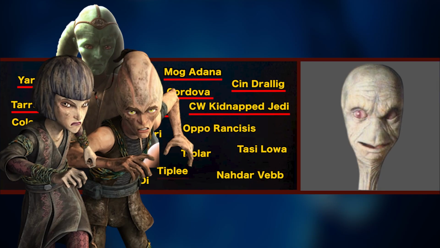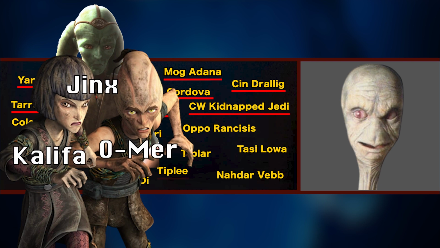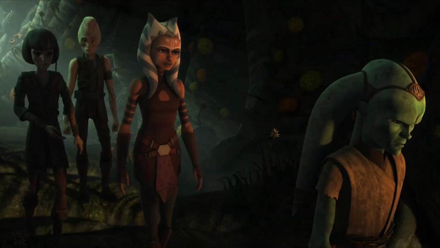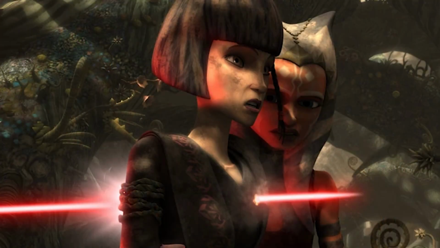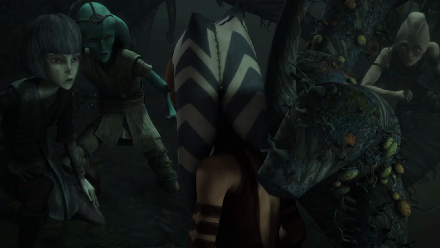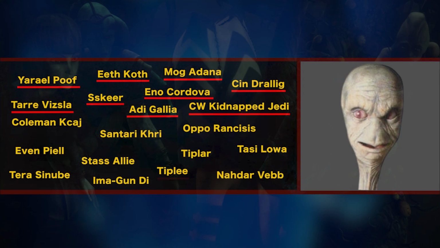Now onto the Clone Wars kidnapped Jedi. These are Kalifa, Ahnock and Jinx. These 3 Jedi were kidnapped by Trandoshans to be hunted. There they met Ahsoka, who encouraged them to fight against their hunters. Sadly, Kalifa died, but the others did manage to escape, along with Chewbacca. They only appeared in 2 episodes of the Clone Wars.